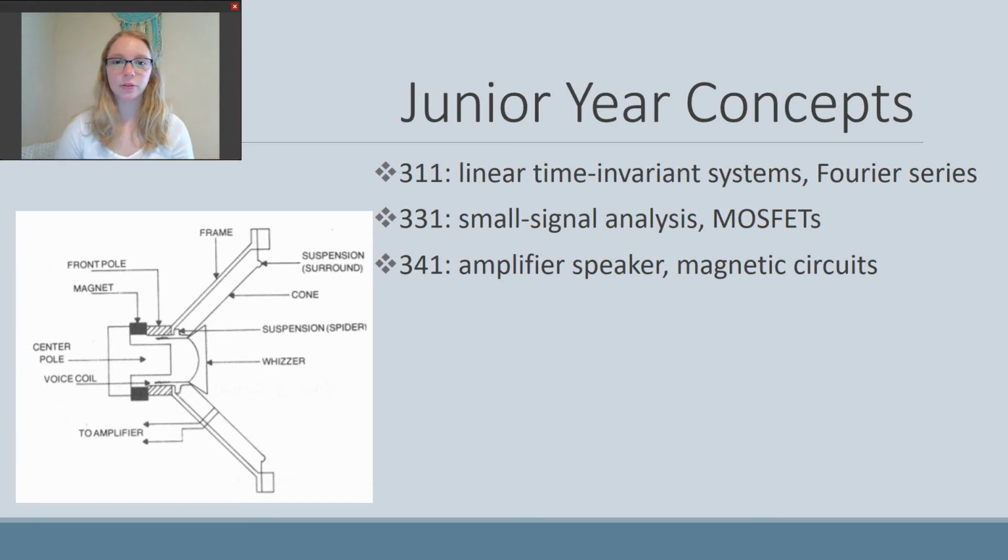And then moving on to the concepts from 341, we looked at the amplifier, speaker, and magnetic circuits, and I put a figure in here that shows the speaker and how it is made and set up, because that was one of the questions we had to talk about, which we had to draw, I think, in figure 7.